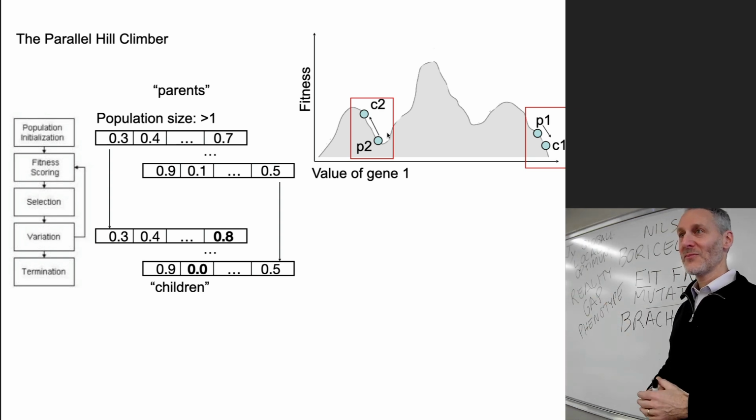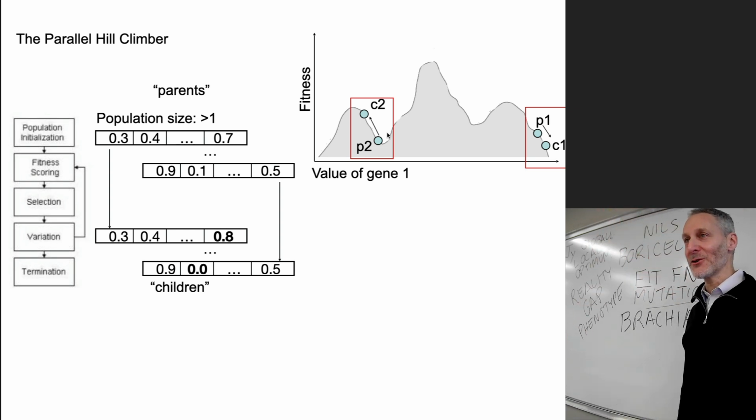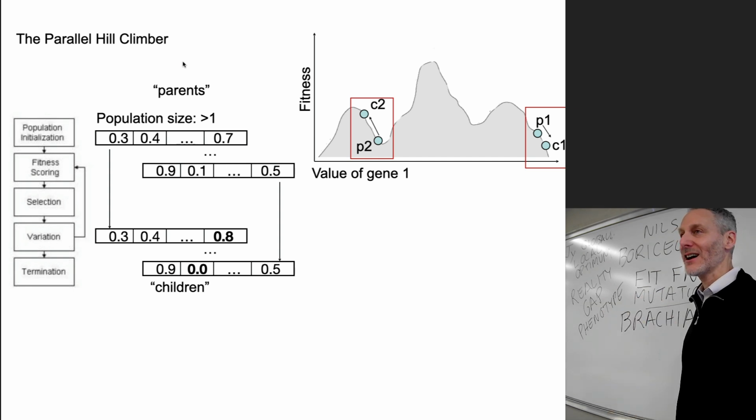I mean, you're less likely to get stuck on a single local maximum, but it's still like a guessing game if you're actually at the right one. It's still a guessing game. Actually, all evolutionary algorithms are guessing games, but you're right. The parallel hill climber is slightly less worse than the hill climber. It's slightly less likely to get stuck in local optima.